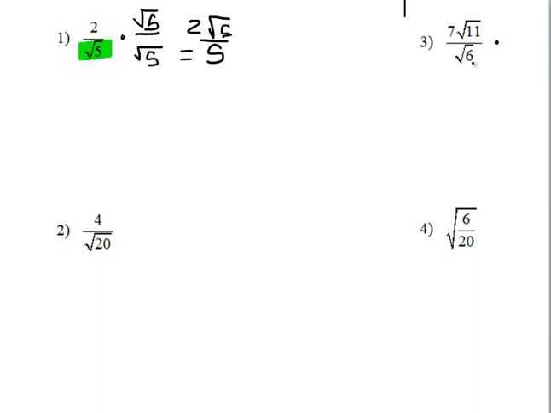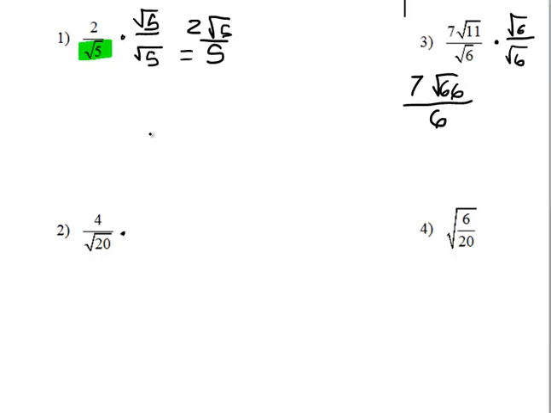Here we have the square root of 6 in the denominator, so I'll multiply both parts by the square root of 6, and I'll end up with 7, and the square root of 11 times the square root of 6 is the square root of 66, and that will be over 6. And remember, there's no perfect squares in 66, so I can leave that be, and I can't cancel 7 and 6 because they have no common factors.